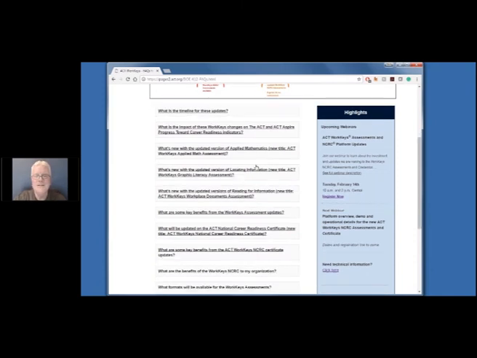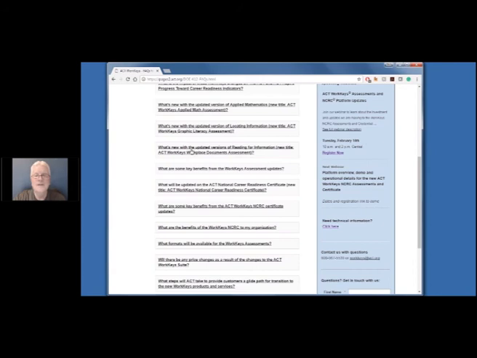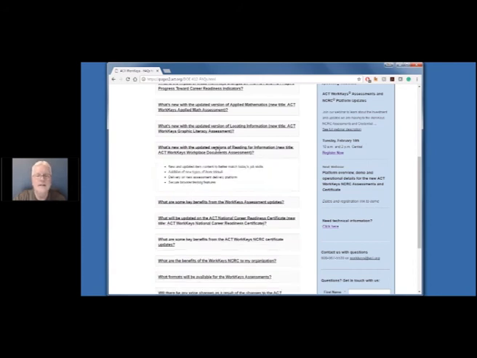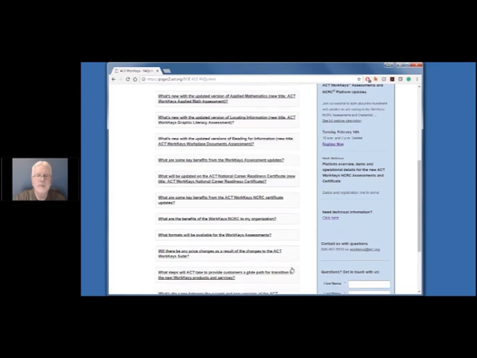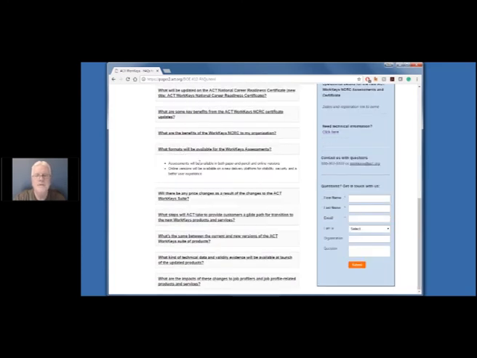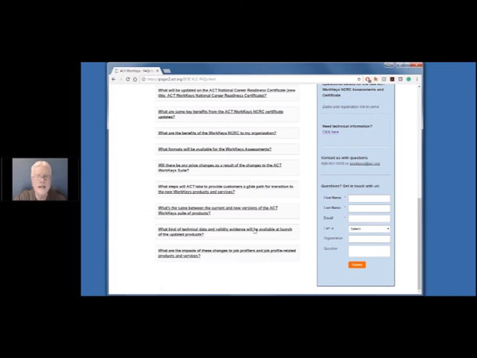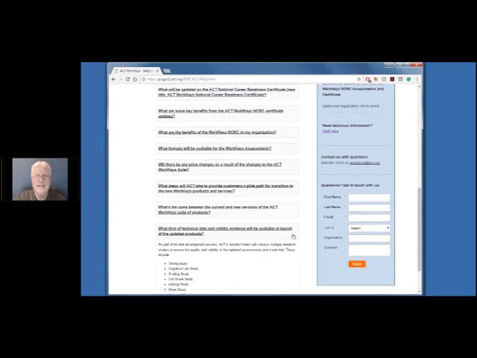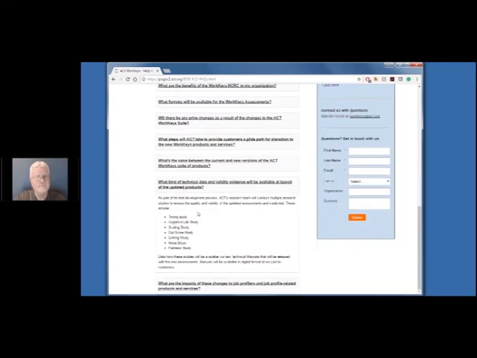Any of these have answers. You can look at the updated versions, new and updated content, what the key benefits are, and what formats will be available, both paper-pencil and online versions. I'm not going to go through all the Q&A, but I want you to see that they are here. What kind of technical data and validity evidence will be available? We're going to have timing studies, cognitive lab studies, scaling studies, and cut score studies. All this will be available as we launch the new assessments, which are coming in June.